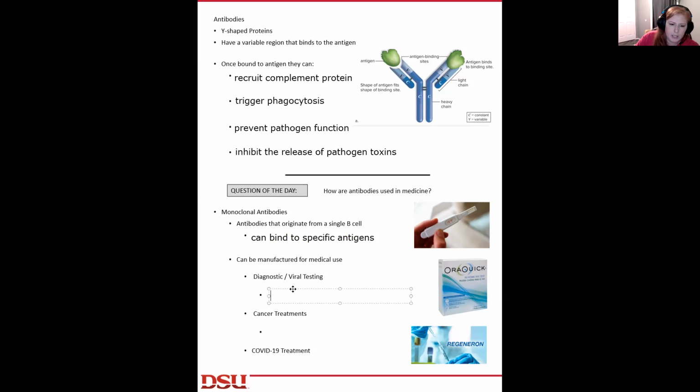These could also be used in diagnostic tests or viral testing. One of them is to detect HCG, which is a pregnancy hormone. It's human chorionic gonadotropin is what it stands for. And then of course this can be used in HIV testing as well.